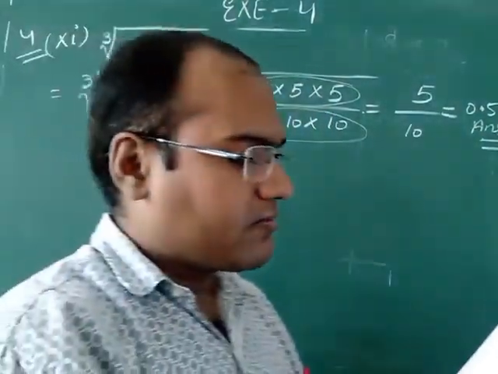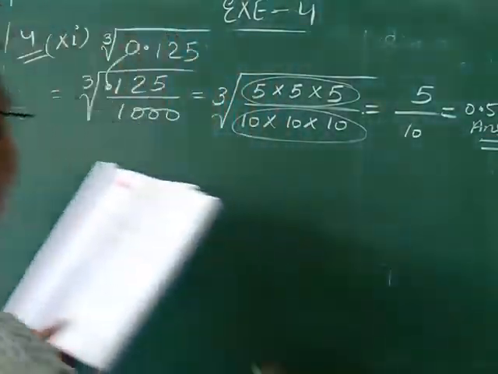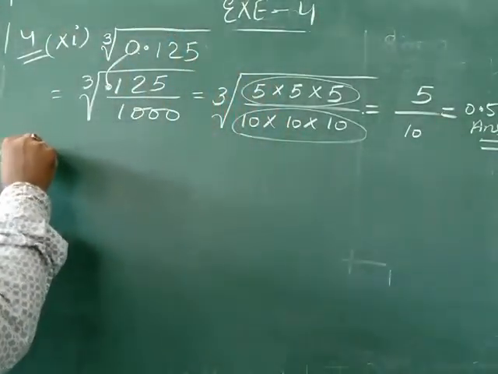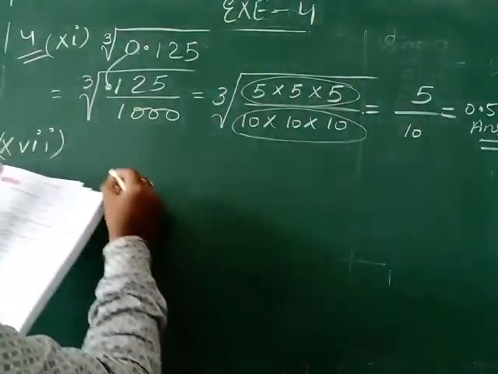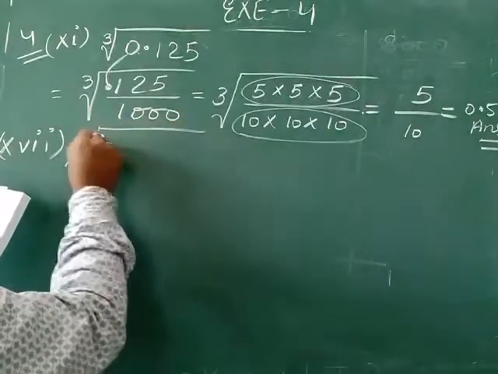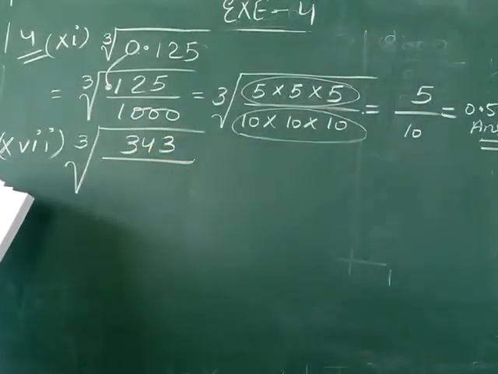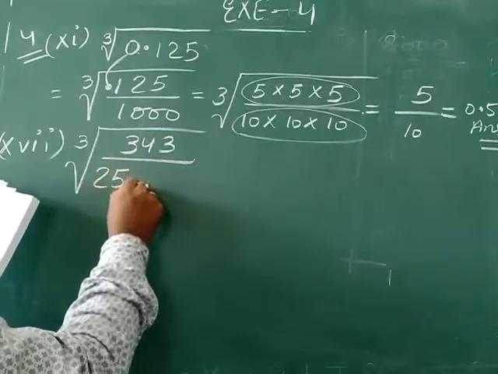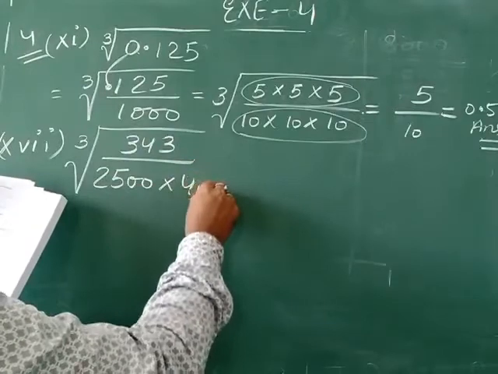Now come to one more part, part number 17, cube root of 343/2500 into 400.